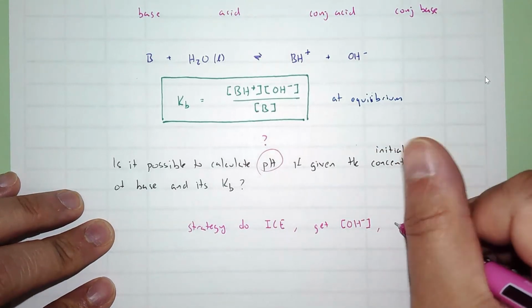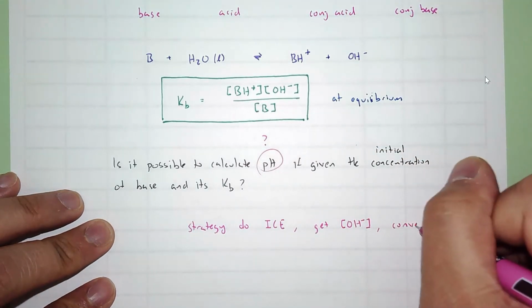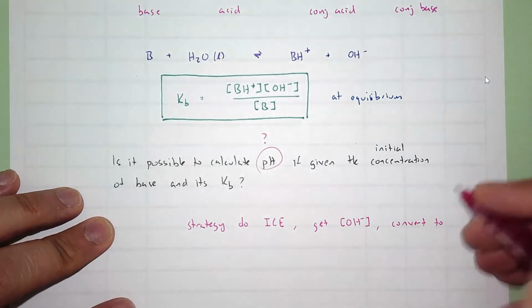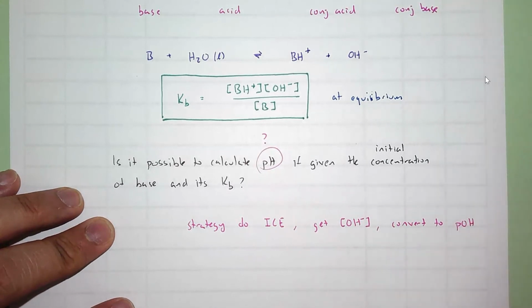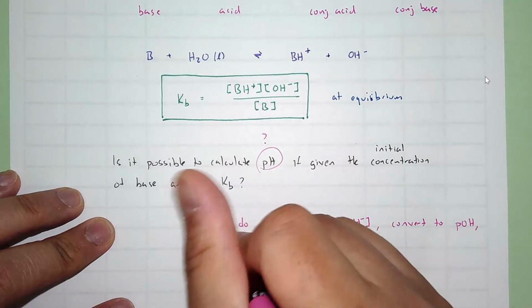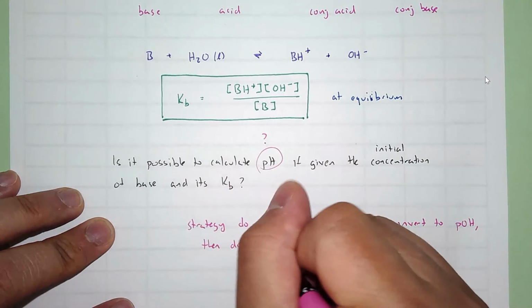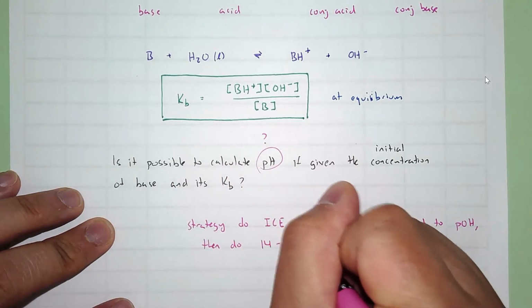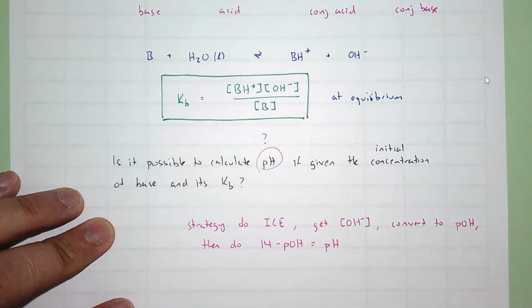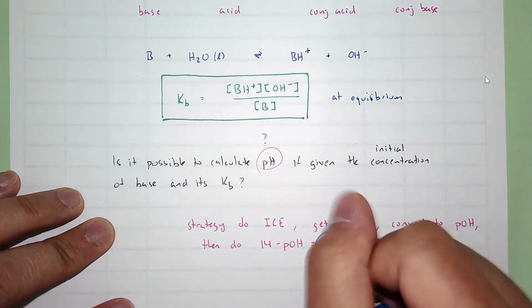And then you convert to, there are a couple ways we could do this. We could convert to pOH, and then do 14 minus pOH equals pH. And that's how you're going to get pH.